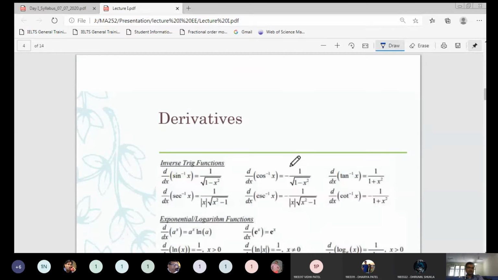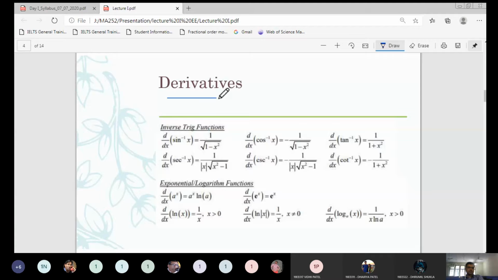Okay, then we go for the third slide. Inverse trigonometric functions. This is not used so much, but we will discuss. Derivative of sine inverse x is 1 upon under root 1 minus x square. Derivative of cos inverse x is minus 1 upon under root 1 minus x square. Derivative of tan inverse x is 1 upon 1 plus x square.